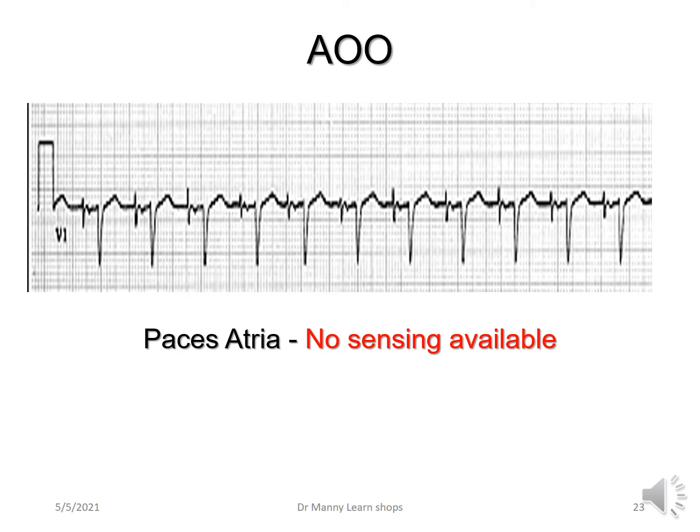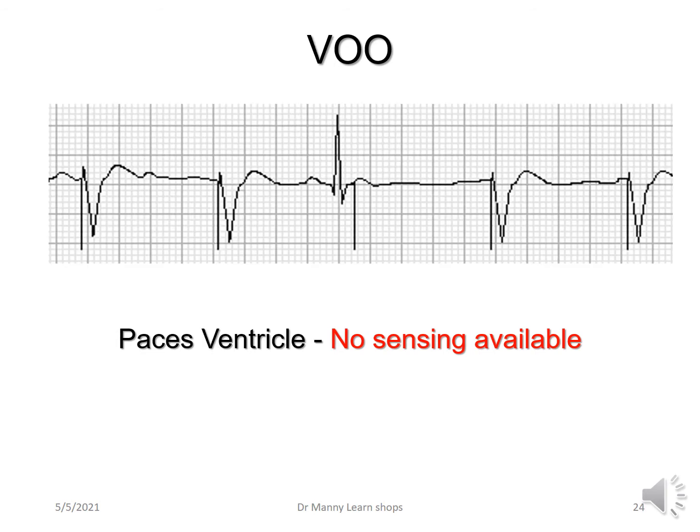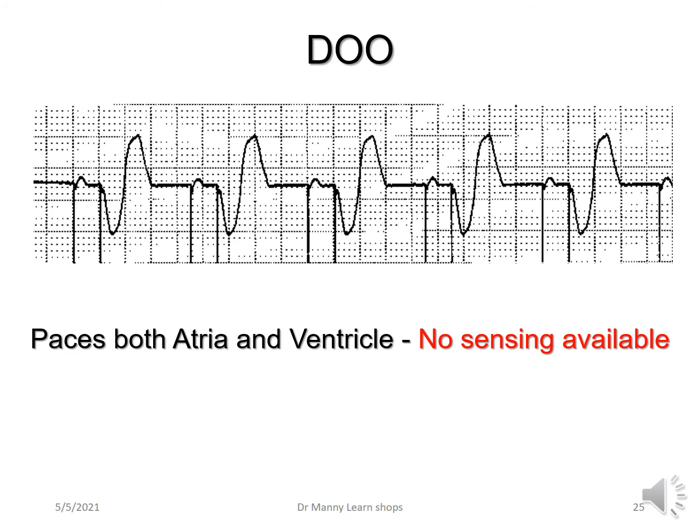AOO is fixed mode. It's asynchronous, and it paces the atria. There is no sensing available. VOO is fixed mode, asynchronous. It paces the ventricle. There is no sensing available. DOO is fixed mode pacing. It's asynchronous. However, it paces both the atria and the ventricles, but if there's any inherent atrial or ventricular activity, no sensing is available. The pacemaker will not recognize it.